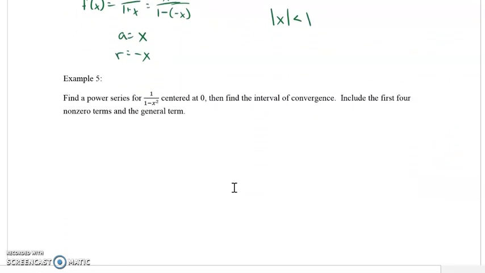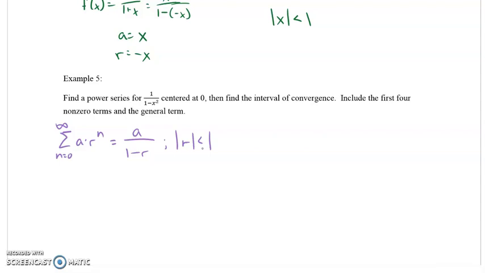Example 5 here is going to use this little known fact that if we take the sum from n equals 0 to infinity of a times r to the n, this infinite series converges to the fraction a over 1 minus r, provided that the absolute value of r is less than 1. It's not little known. It's very commonly known, especially to you guys, because I've said it 3 times in one video. This time we've got 1 over 1 minus x squared as my function. And it should be clear in this case that a is 1, and this time r is not x, r is not negative x, r is just x squared.